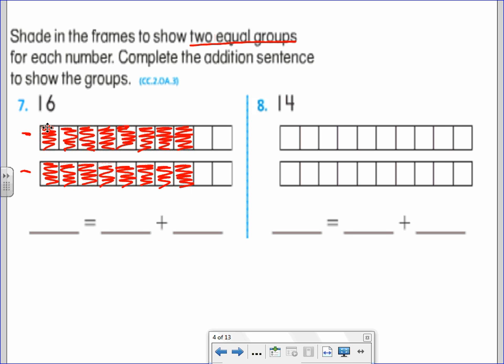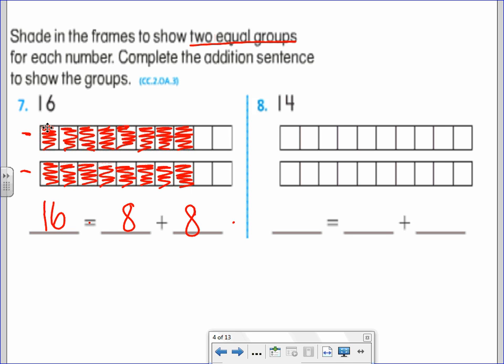So now we have our doubles fact. This is kind of reversed. We're used to seeing the equal sign over here, but here it comes first. So we're going to show 16 equals blank plus blank. What's the doubles fact that gives us 16? Daniela? 10. Not 10. Count how many are in each frame. 8 up here and 8 down below. 8 plus 8 is 16, or 16 equals 8 plus 8.